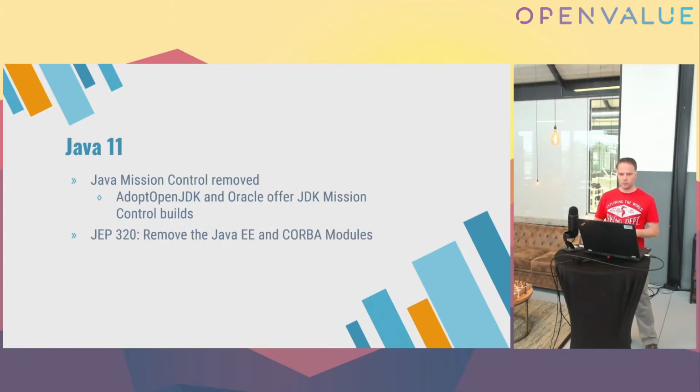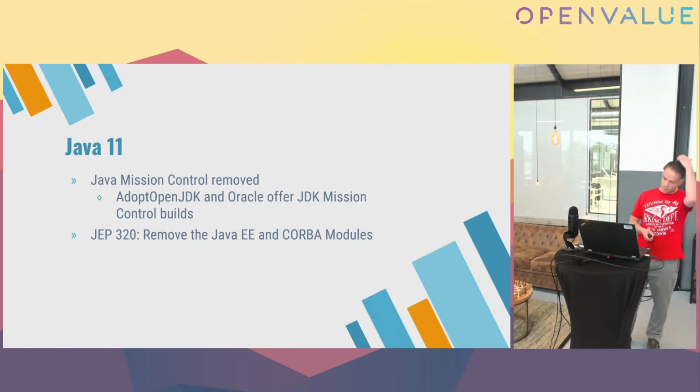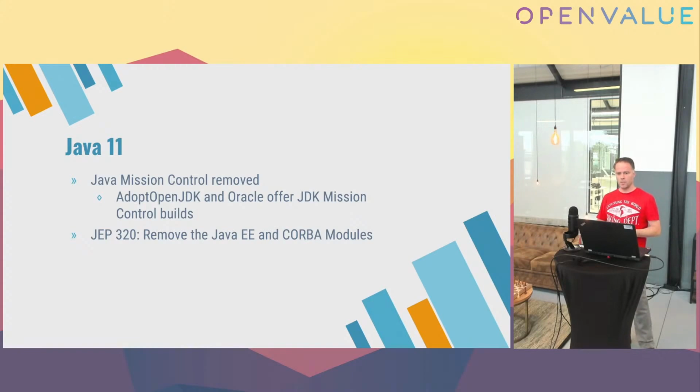Java Mission Control has been removed, but as mentioned, you can now download it separately. I think Adopt OpenJDK also releases a build, and there are some more vendors who release builds of this one. I think the biggest change for most people is the removal of Java EE and Corba.